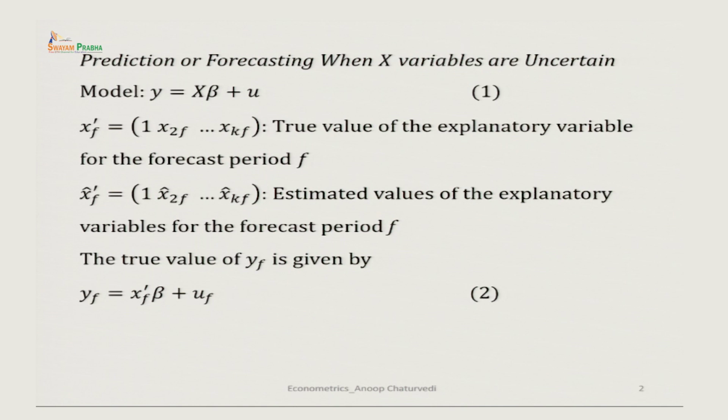Now, first we consider the case of prediction or forecasting when x values are uncertain, and we have this model y equal to x beta plus u. Say x f transpose is equal to 1, x 2 f, so on x k f. These are the true values of explanatory variables for the forecast period f. But these true values are say unknown. So, you have estimated values of the explanatory variables for the forecast period, which are given in this vector x hat f transpose equal to 1, x 2 f hat, so on x k f hat. So, actually these are the estimated values of the explanatory variables for the forecast period.